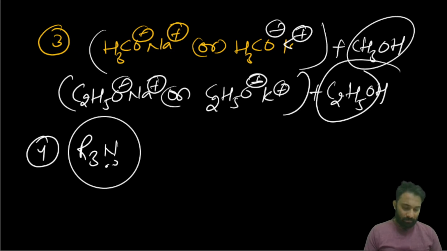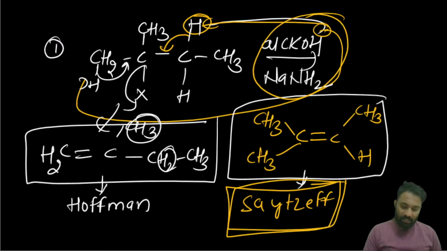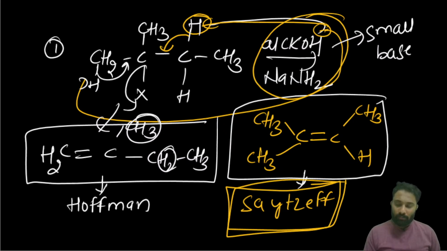Clear? Done. Now we'll see how the reactions will happen. If we have taken one alkyl halide, and if we have taken a small base, these are small bases, right? What will a small base do? It will readily abstract the hydrogen from which end, terminal end or internal end? It will abstract the hydrogen from the internal end, because this is a small base. This base can readily abstract the hydrogen from the internal end.